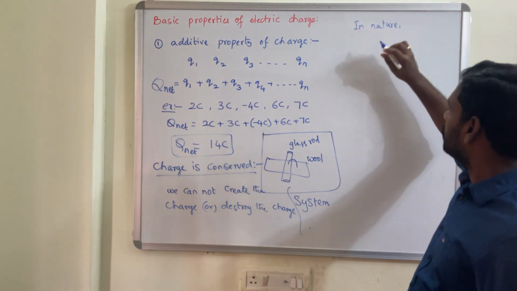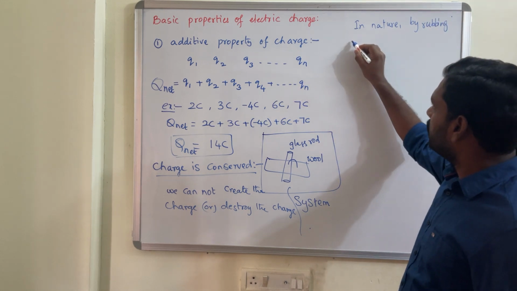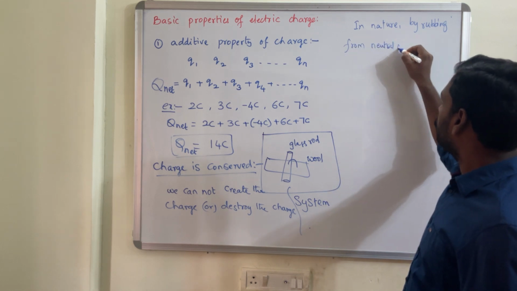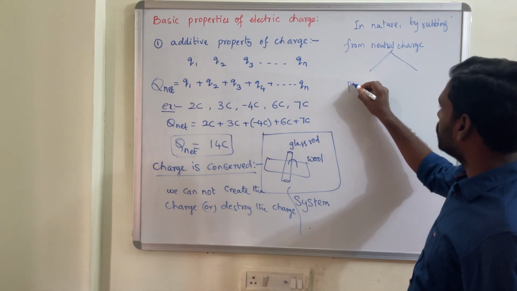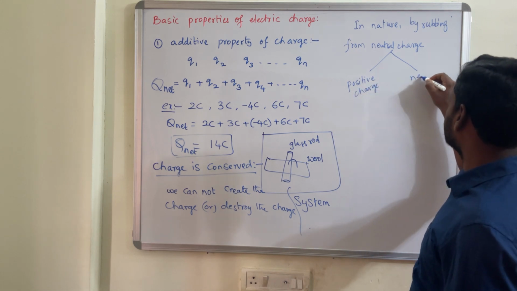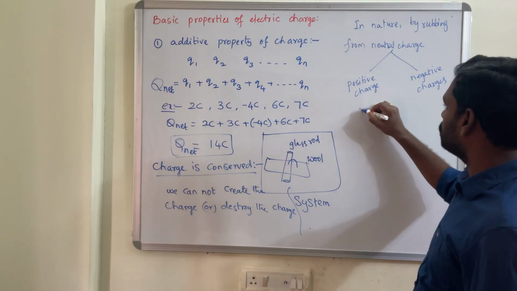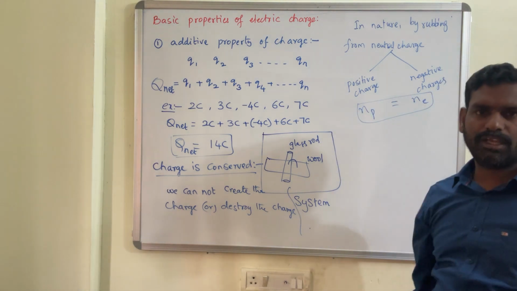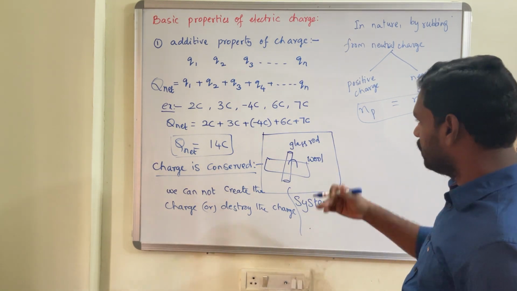In nature, by rubbing one on another, from neutral we can create an equal number of positive charges and negative charges. The number of positive charges must be equal to the number of negative charges. On clubbing them, again we get zero or neutral charge. This is all about charge conservation.